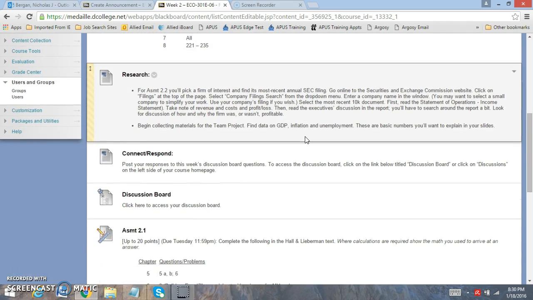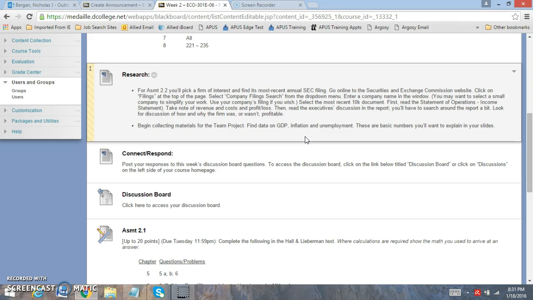For this week, you have your research, and what you're going to look at is to pick a firm of interest and find its most recent SEC filing. When you go to the website, click on filings, click on company search, search for a company that's listed on the stock exchange. Chipotle, McDonald's, Apple, Home Depot, Lowe's, Starbucks, those types of companies.